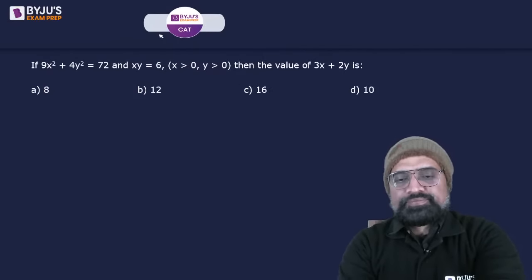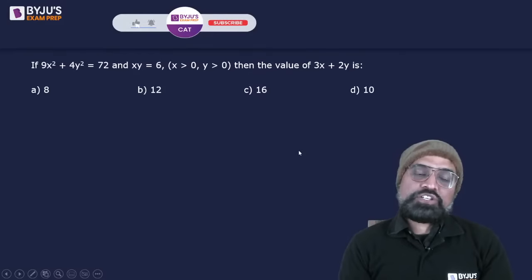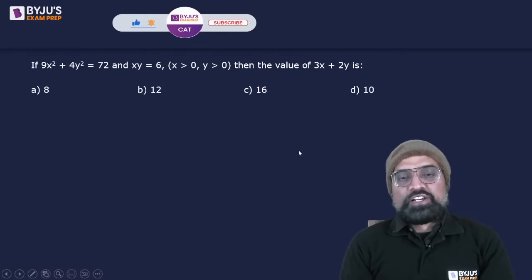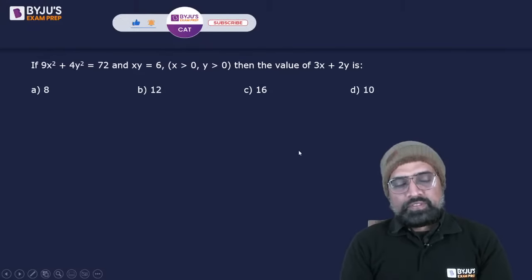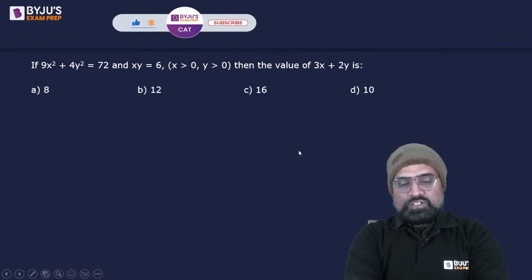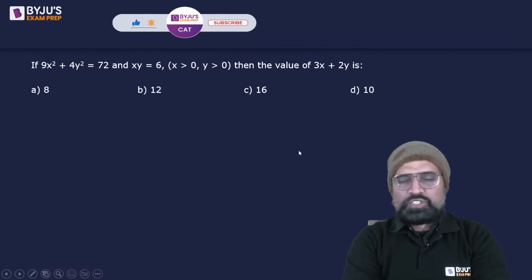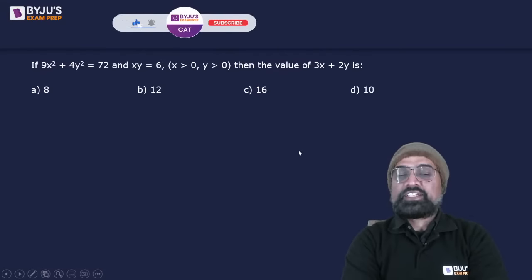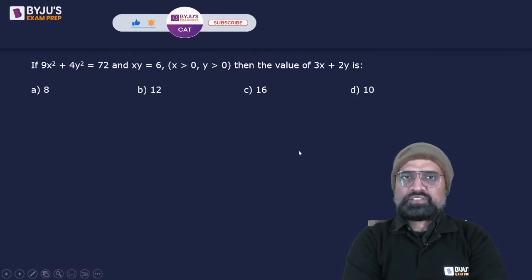Okay, algebra. If 9x square plus 4y square is equal to 72 and x into y is equal to 6, then find the value of 3x plus 2y. Very, very simple question. जुगाड़ लगाना है बस. You have to think in a way such that the two given things are going to help you find out what they are asking us. And it's a very, very straightforward thing.